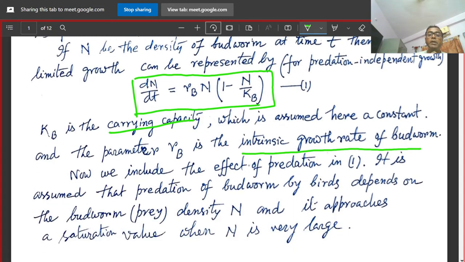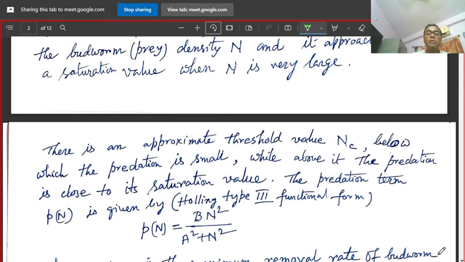Now we include the effect of predation by birds in equation 1. It is assumed that predation of budworm by birds depends on the budworm, which is called prey, whose density is N, and it approaches a saturation value when N is very large. So we include the term P(N), which is equal to B N squared by A squared plus N squared.